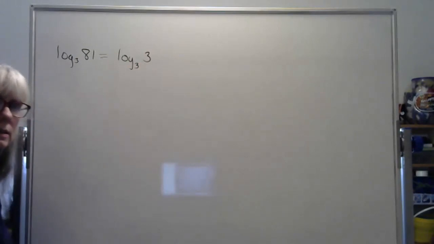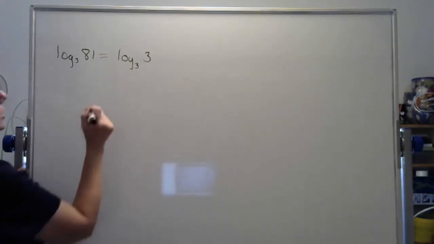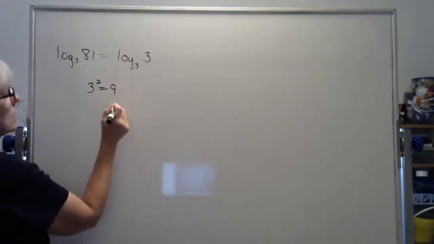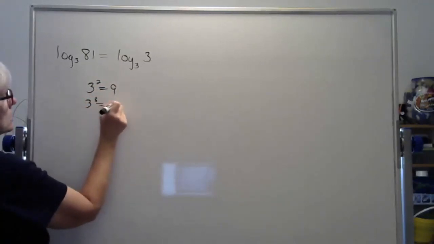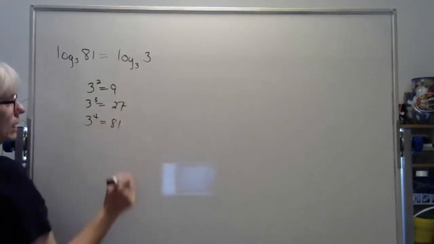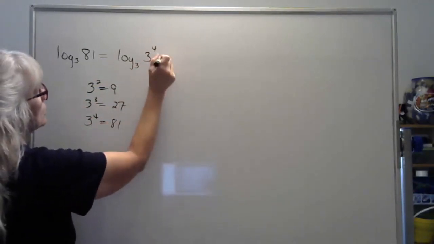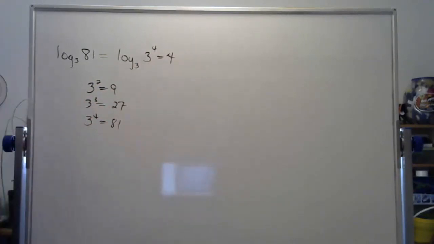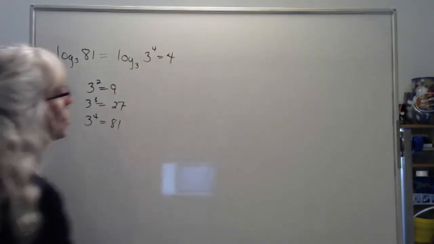So 81 is 3 to the what power? We know that 3 cubed is 27, and if we multiply it by one more 3, we'll get 81. So it's 3 to the 4th, so then your end answer is 4. Again, just walk it through, you'll get there. Okay, one more.